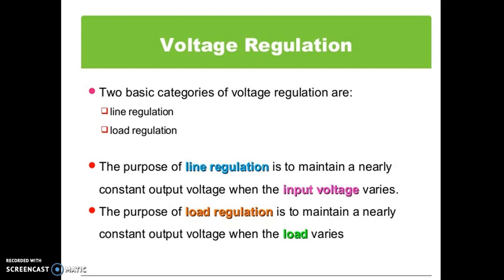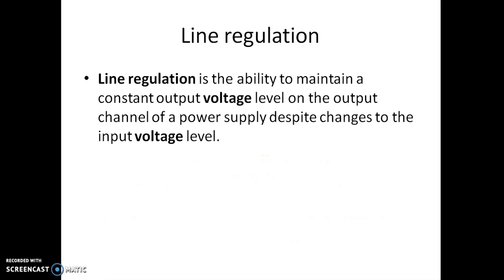In both cases, we are looking at the output voltage, whether it remains constant when the input voltage is changing, and in case of load regulation, it is necessary to maintain the output voltage constant when the load varies. Load varies means, as we change the load current, the output voltage should remain constant. So this load actually corresponds to the output current. When there is a change in the output current, the output voltage should remain constant. In line regulation, if there is a change in the input voltage, the output voltage should remain constant.